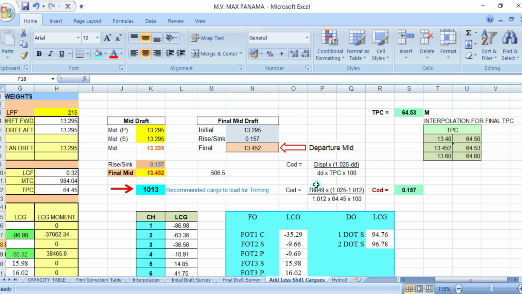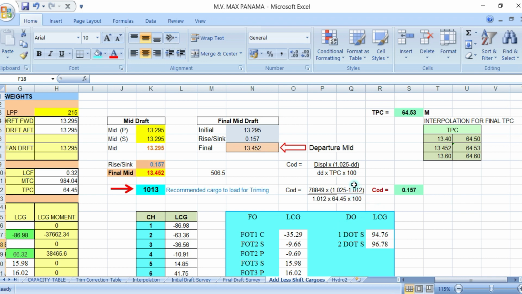Now this is the formula. Displacement of summer weight, this displacement of summer draft, is 78849 for his summer draft, and the density is 1.025 over his present density 1.012, and his TPC is 64.45, which is this one, times 100. The change of draft will be 0.157.